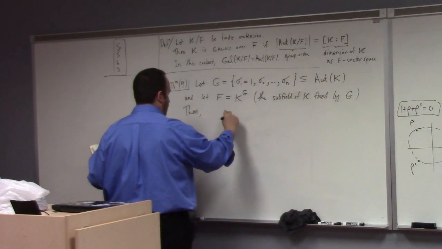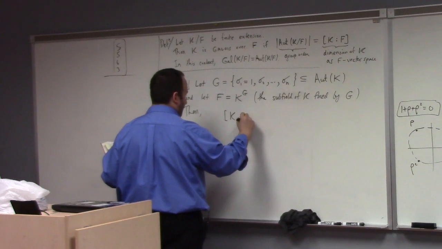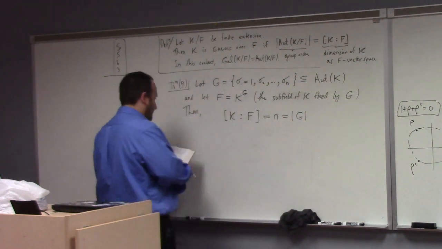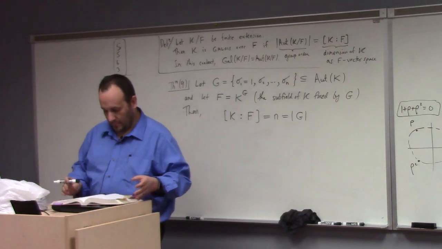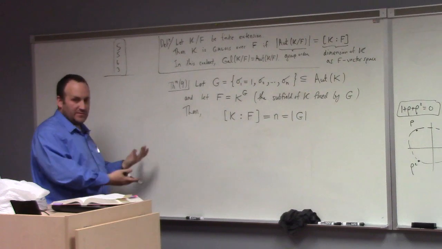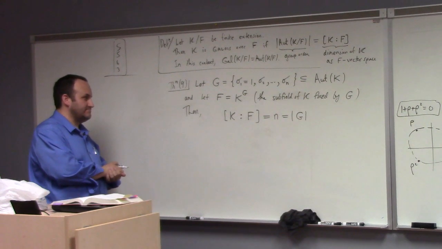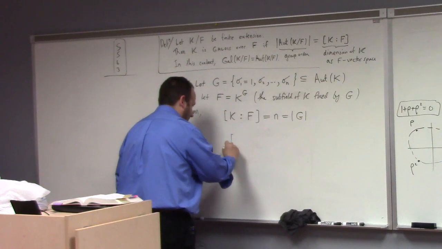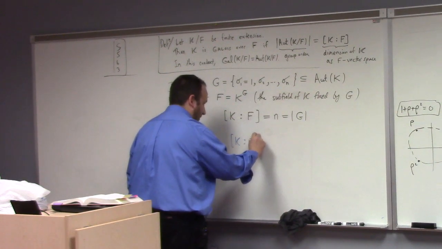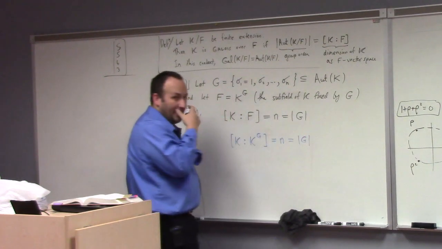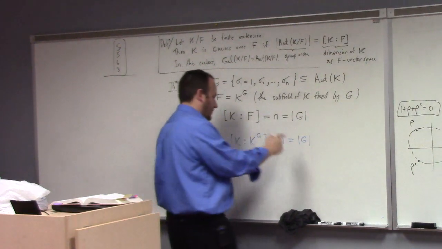here's the deal. The degree of K over F is equal to n, which, by the way, is the order of G. What does this mean in words? We put it into words here. So, in our other notation, K over the fixed field of G is equal to n, which is equal to the order of G.